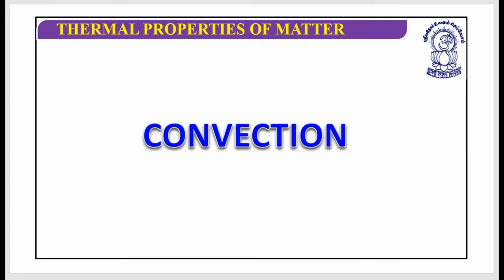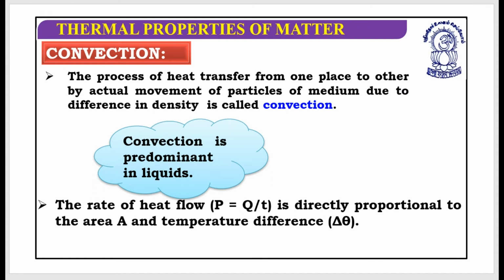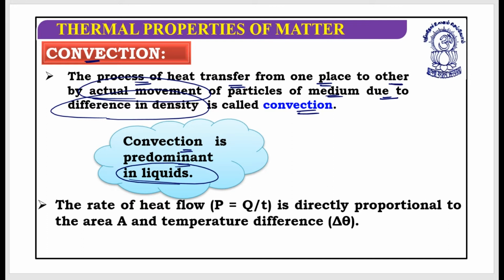So let's begin with convection first, how these things behave and what the situation would be. When we say convection, we mean the process of heat transfer from one place to another by actual movement of particles of the medium due to difference in density. That is what we call convection. Mainly it is predominant in liquids.